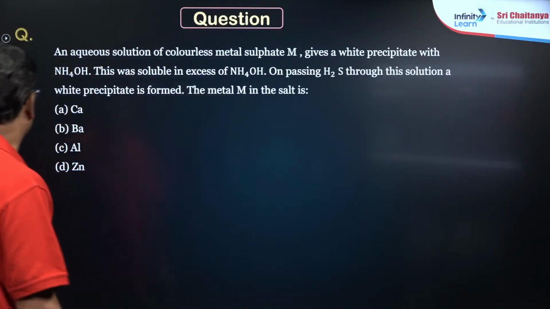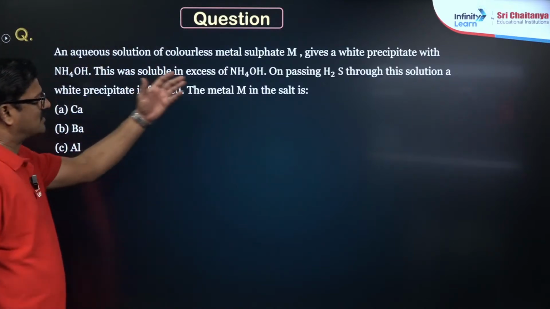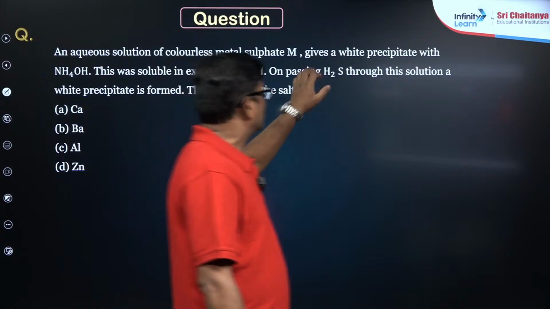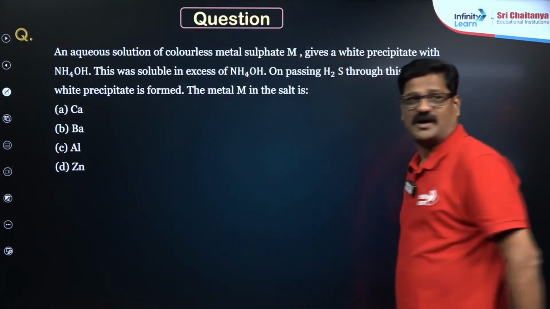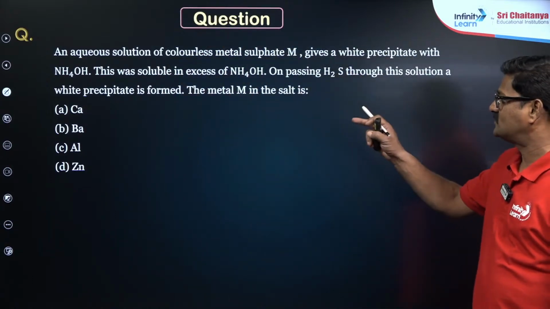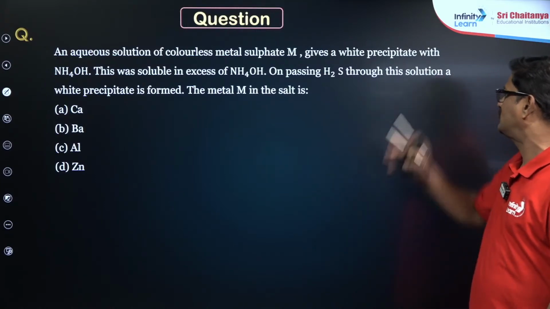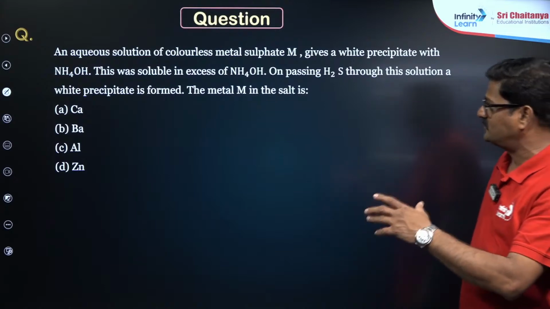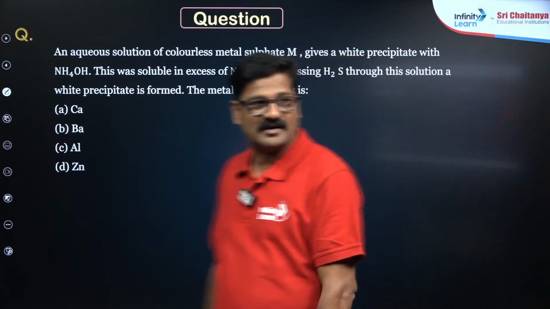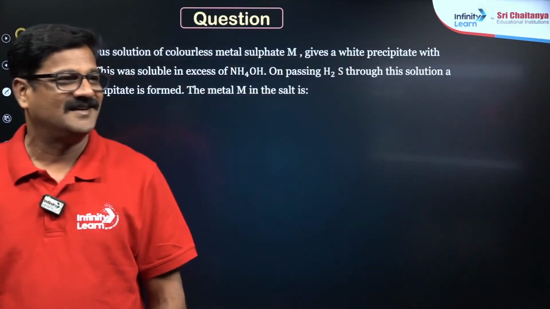And one more thing. An aqueous solution of a colorless metal sulfide M gives a white precipitate with ammonium hydroxide, and this was stable in excess of ammonium hydroxide. On passing H2S through this solution, a white precipitate is formed. The metal M in the salt is?